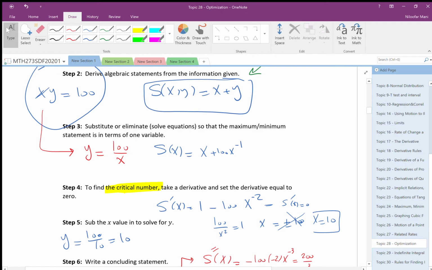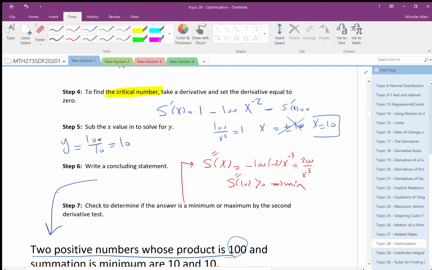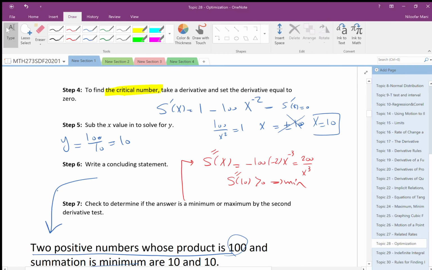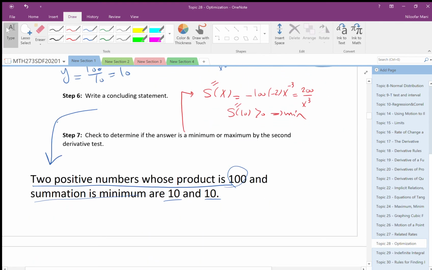So I have to have more information. I have a relationship between x and y. I know xy is 100. I find y, I substitute, and then I have just one variable. So I find the first derivative equals 0. That's the critical point. I check if it makes a minimum, and then I'm done. I find y, and then I'm done.